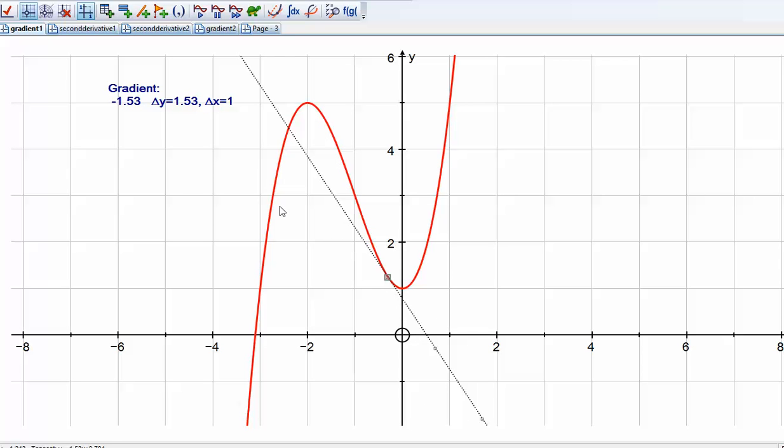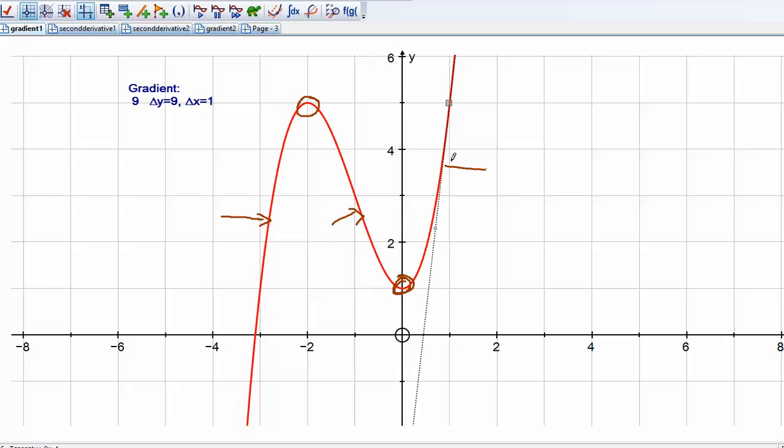And then as we get down to the bottom here, our gradient's getting less negative now. At that very bottom point, we've got a gradient of 0, a horizontal line. Then as we go round, we've now got a positive gradient again. So around this bit here is a positive gradient. At this point here, a negative gradient. Here, a 0 gradient. Here, a negative gradient. Here, a 0 gradient. And here a positive gradient, and here is also a positive gradient.